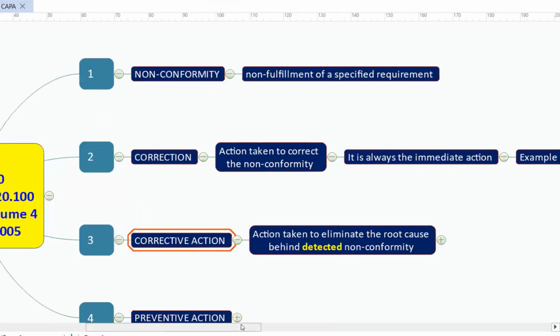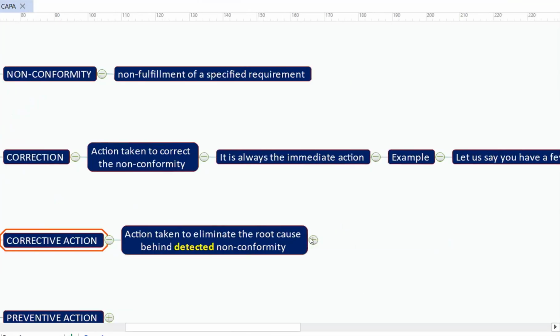So here is the definition now. Action taken to eliminate the root cause behind a detected non-conformity. Action taken to eliminate. And what I want to eliminate, by the way, is the reason behind this fever. I want to eliminate the root cause behind the fever. And whatever actions I take in eliminating this reason behind the fever, all those actions will be called corrective actions. Let us move on now.